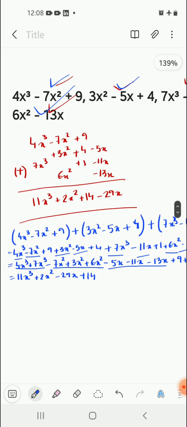You can check, the answer remains the same. Irrespective of the order, here it is minus 29x plus 14, and here it is plus 14 minus 29x. That doesn't really matter. It doesn't make any difference.